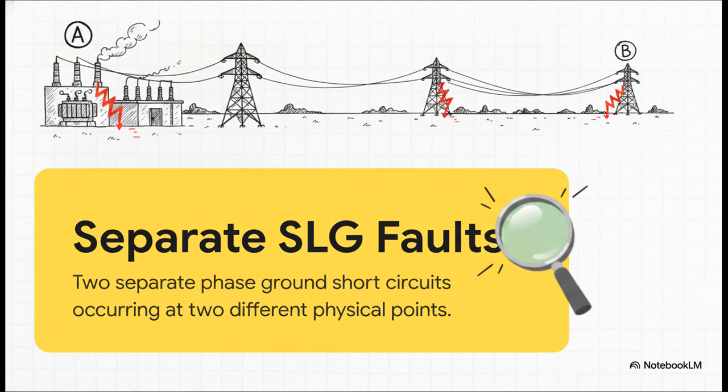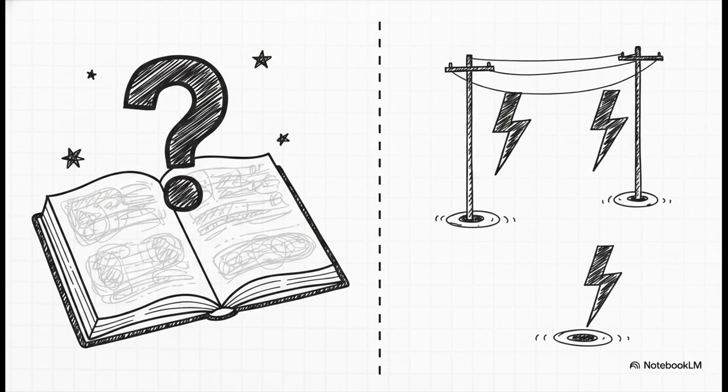And then a completely independent fault happening on phase B, literally miles down the line. They are geographically and physically separated. Interestingly enough, standard electrical literature doesn't really give this a fancy acronym. They're simply independent events that just happen to co-occur on the same system. And because they happen at two completely distinct locations, they are not initially connected in any way, shape, or form.